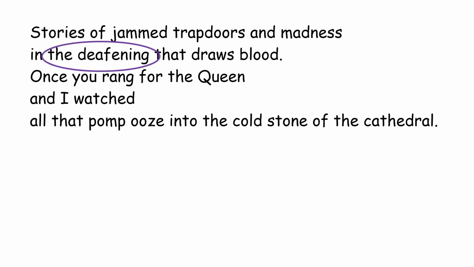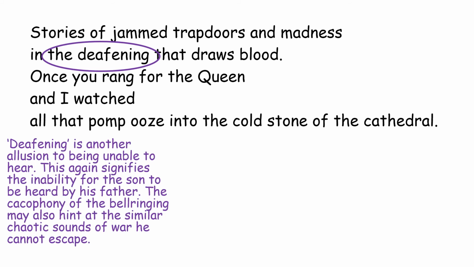Where it says in the deafening that draws blood, we could consider deafening as another allusion to being unable to hear. Perhaps this again signifies the inability for the son to be heard by his father. We've got a cacophony of bell ringing that is described at the beginning of this poem. That could also hint at the similarly chaotic sounds of war that he cannot escape.